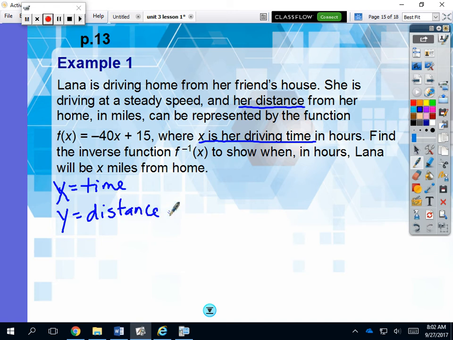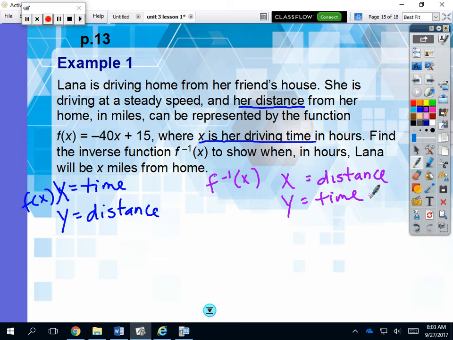So now I want the inverse function. So this is for f of x. For f of x, we want to show the inverse function so that when in hours Lana will be x miles from home. So now if I'm finding the inverse function, they're saying now my x is not time, x is distance. Well, that makes sense because we know the domain and range switch places, so what they mean is going to switch.